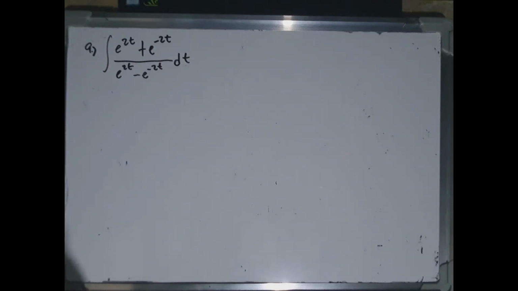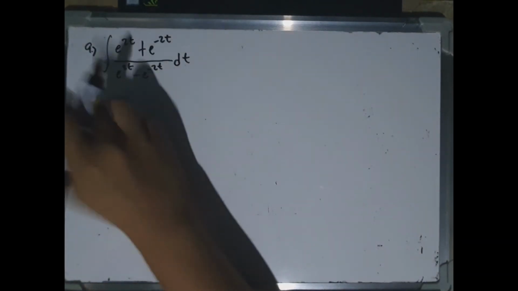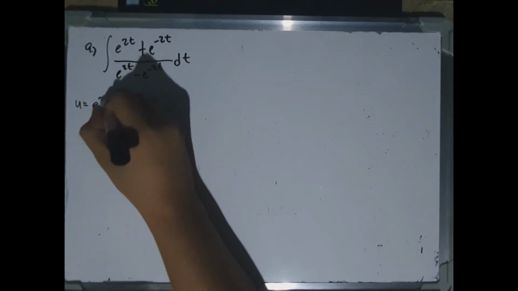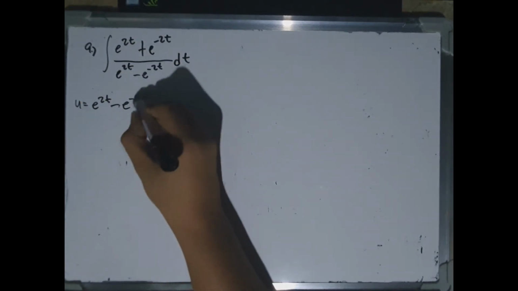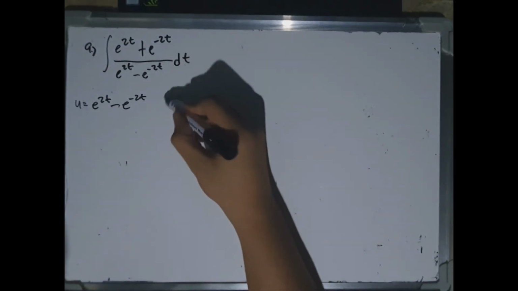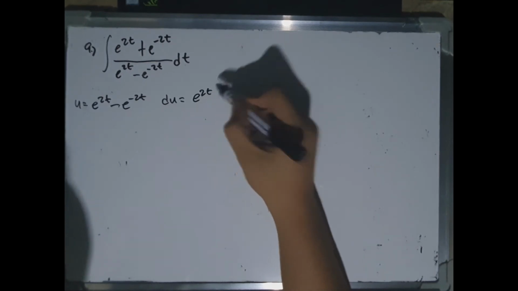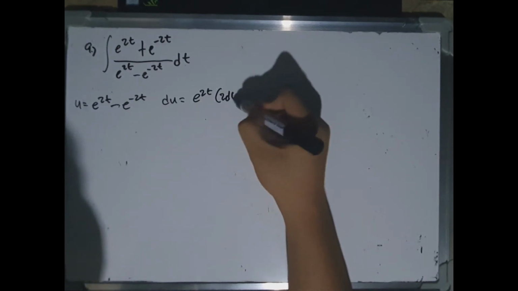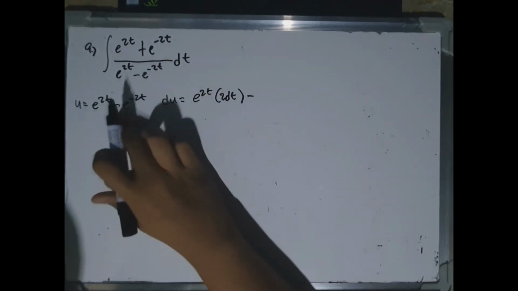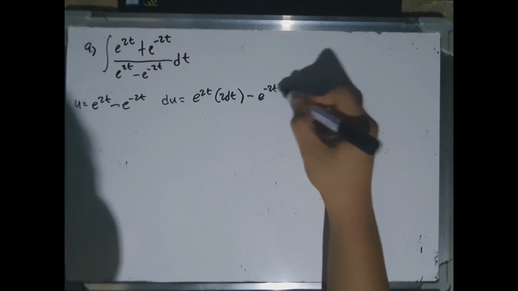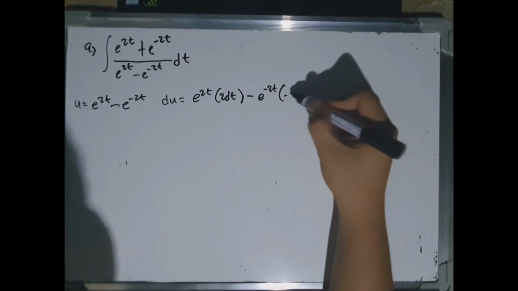Now number 9, we have the integral of e raised to the power of 2t plus e raised to the power of negative 2t over e raised to the power of 2t minus e raised to the power of negative 2t dt. If we choose the denominator as u, e raised to the power of 2t minus e raised to the power of negative 2t, what will be the du? The derivative of e raised to the power of 2t: copy e raised to the power of 2t, times the derivative of 2t, that is 2 dt, minus, again copying, e raised to the power of negative 2t, whose derivative is negative 2 dt.